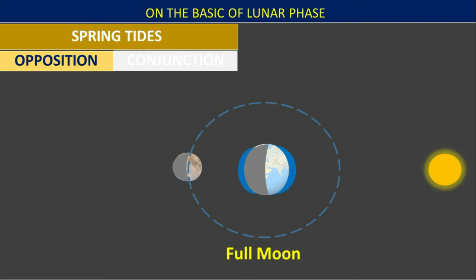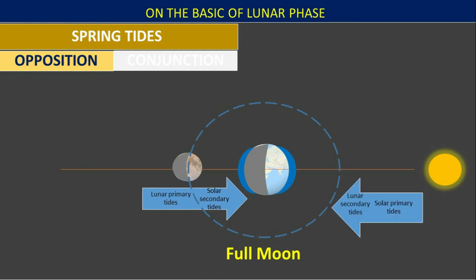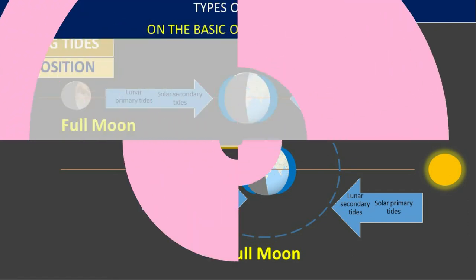So, the side of the earth facing the moon experiences lunar primary tide and solar secondary tide. The side facing away from the moon experiences solar primary tide and lunar secondary tide. So, the attraction of the sun and the moon causes high tide during full moon. This is one type of the spring tide.